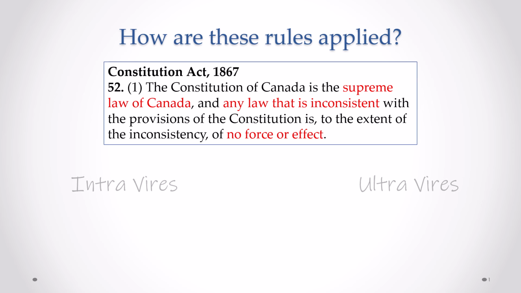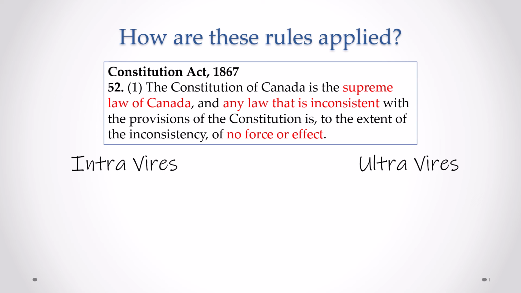So by applying that section, if we have a law that's been created by a government, it could be federal government, it could be provincial government, or even a municipal government. If the validity of that law is challenged, that law can be said to be either intra vires or ultra vires. So those are Latin terms.